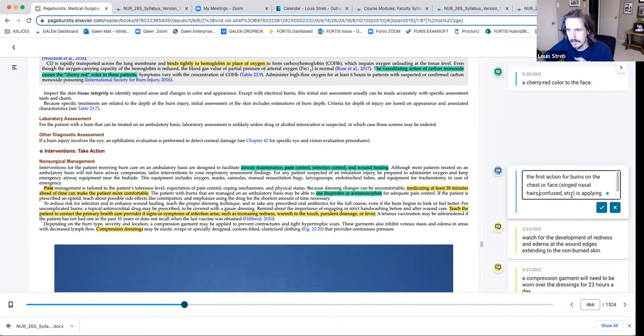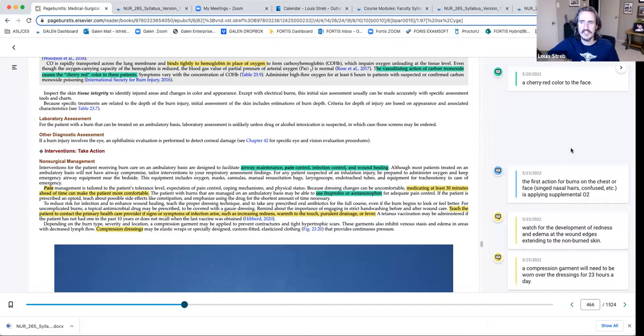So what is your first action for a burn to the chest or the face? Make sure you're thinking about airway. This is the first step. Set them up 45 degrees if you have to. Slap on a nasal cannula, right?